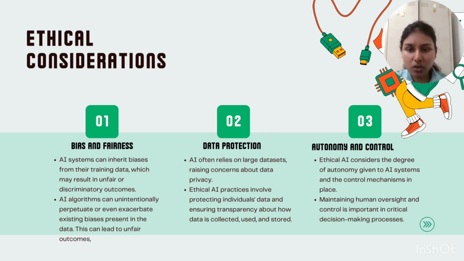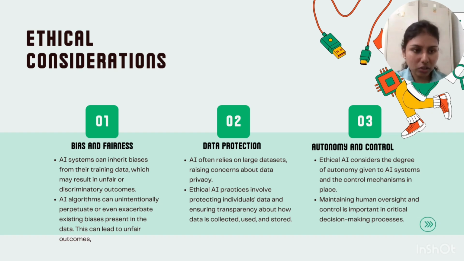Besides that is data protection. AI often relies on large data sets, raising concern about data privacy. Ethical AI practices involve protecting individuals' data and ensuring transparency about how the data is collected, used, and stored. Ensuring that the data used is accurate, complete, and up to date is critical to avoid erroneous conclusions.